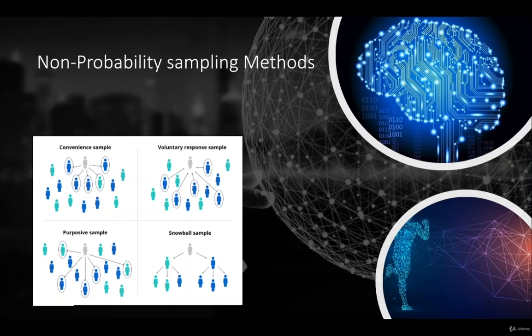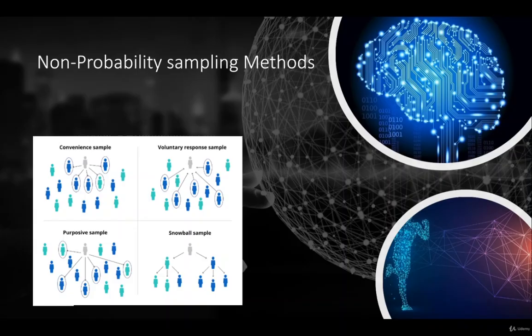So let's see those four sampling methods. First of all, we have the convenience sample, which is the first one right here. Then we have the voluntary response sample, the purposive sample, and finally the snowball sample. So first of all, we have the convenience sample. This one is the simplest. Basically how it works is pretty simple.